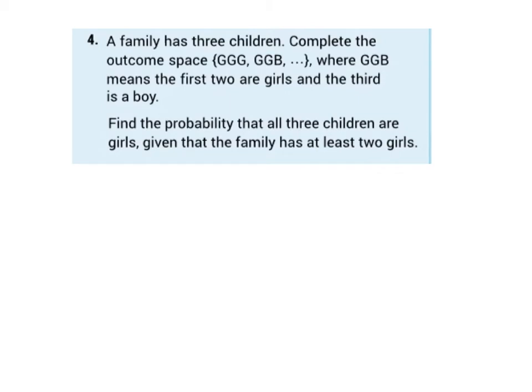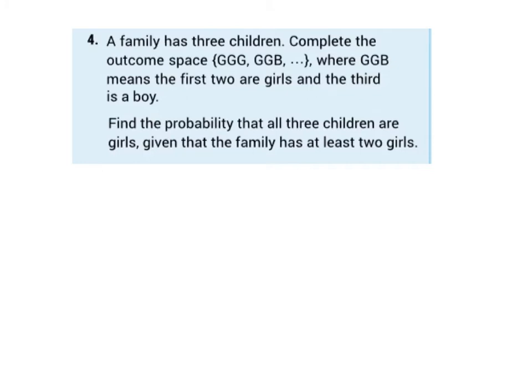Okay, a family has 3 children. Complete the outcome space, where GGB means the first 2 are girls and B means boys. So if they're in that order, that's what it means. So we're asked some questions on it, but the first thing I want you to do is write out all the solutions. Now, how many solutions is there? How do I know I'm finished?